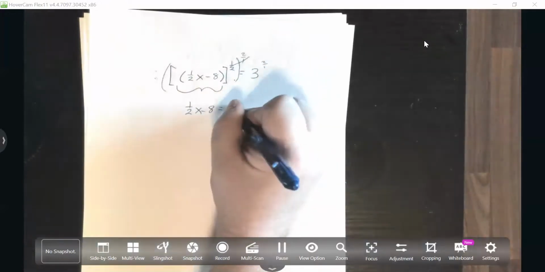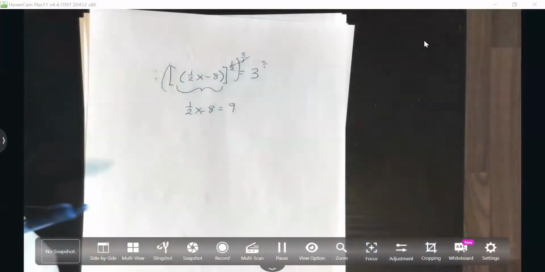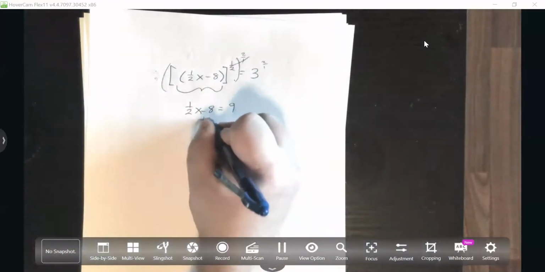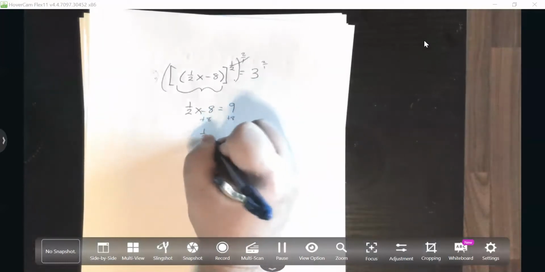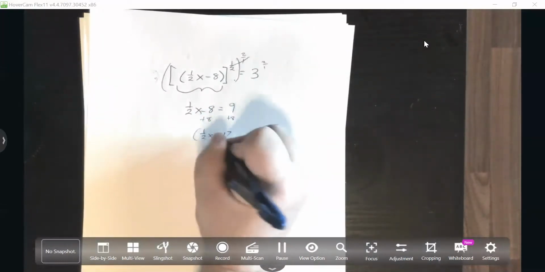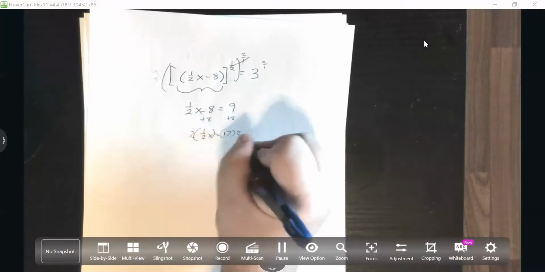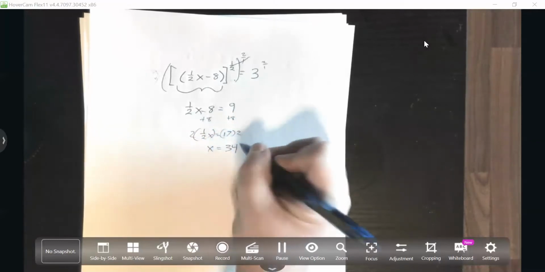Then over here we have 3 squared, which is 9. Now we can solve this as a simple linear equation or quadratic or whatever we might end up with. So I can add 8 to both sides, get 1/2 x equals 17, and then finally multiply each side by 2. Get x equals 34.